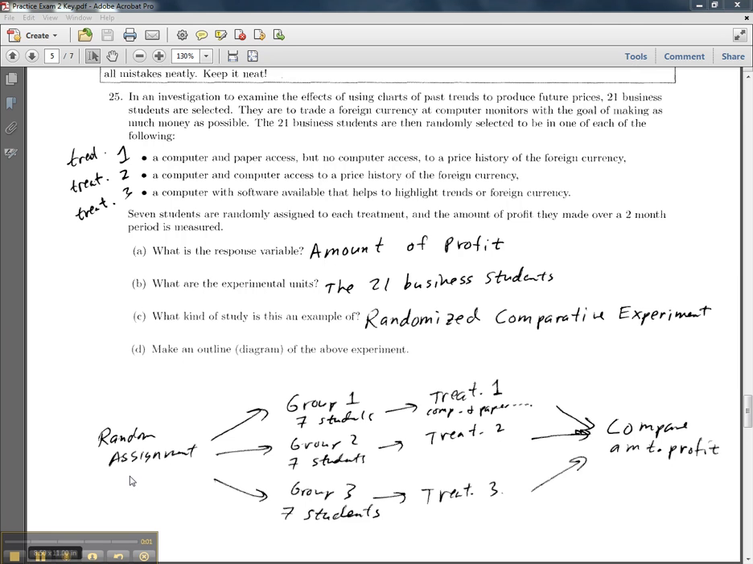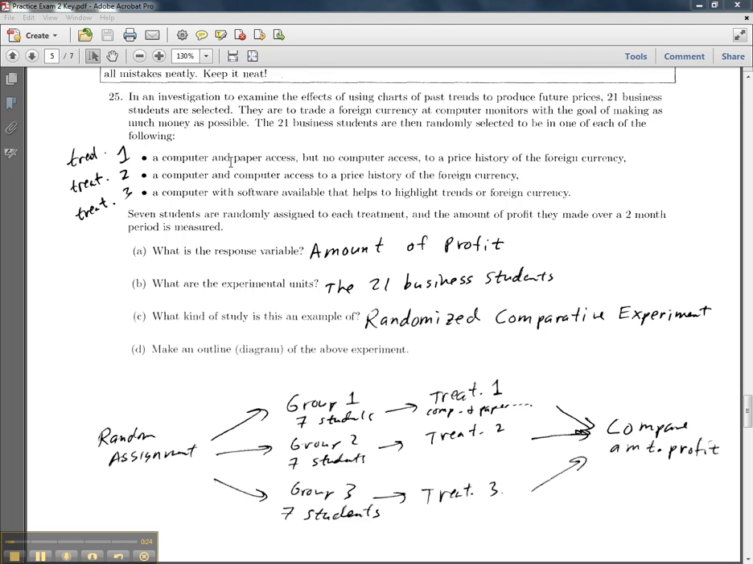Or 25 for the practice exam. In an investigation to examine the effects of using charts of past trends to produce future prices, 21 business students are selected. They are to trade a foreign currency at computer monitors with the goal of making as much money as possible. The 21 business students are then randomly selected to be in one of each of the following.